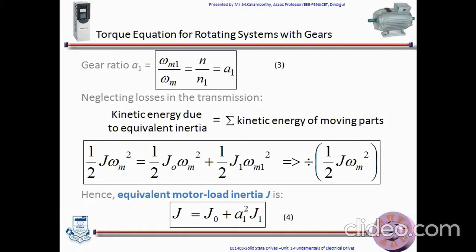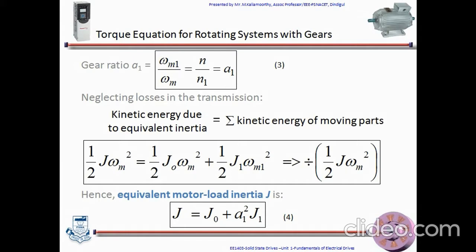Neglecting the losses in the transmission, the kinetic energy due to equivalent inertia will be equal to the summation of kinetic energy of moving parts. That is, half J omega m square, the kinetic energy due to equivalent inertia, will be equal to half J0 omega m square, where J0 is the equivalent inertia of motor and load which are directly coupled, plus half J1 into omega m1 square, where J1 is the moment of inertia of load 2 which is coupled through a gear, and omega m1 is the speed of load 2.